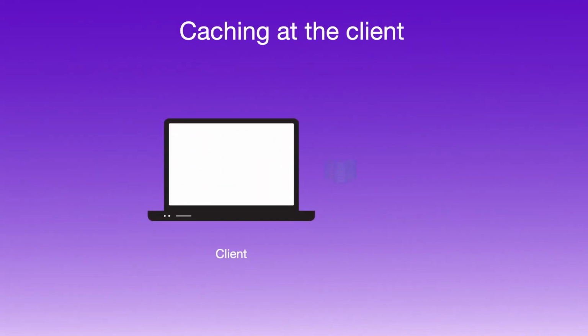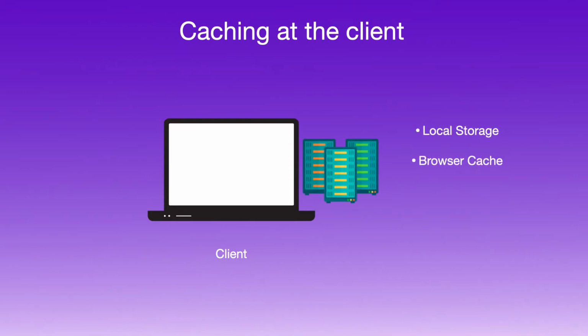In caching at the client side, we store the data on the local storage or the browser cache of the client. So if the client is requesting these resources and the resources are available in the local storage or the browser cache, the resources will be served from the local storage of the client instead of fetching those resources from the remote server.